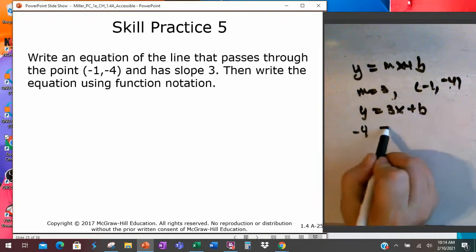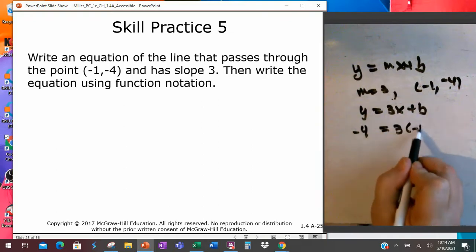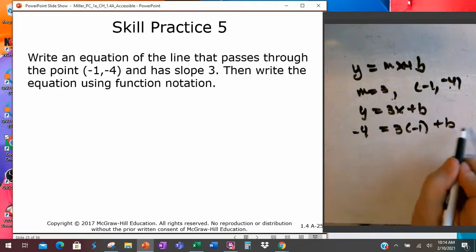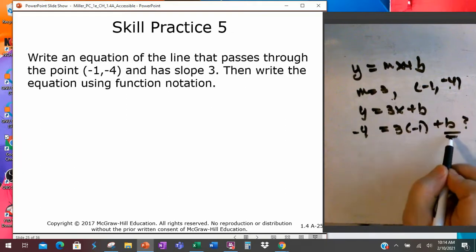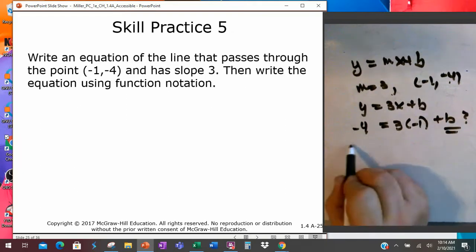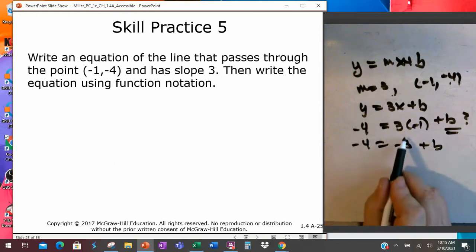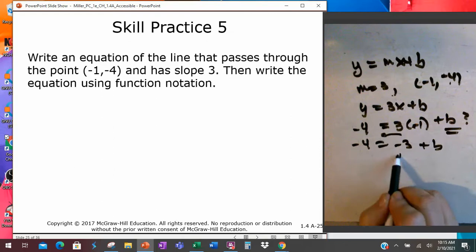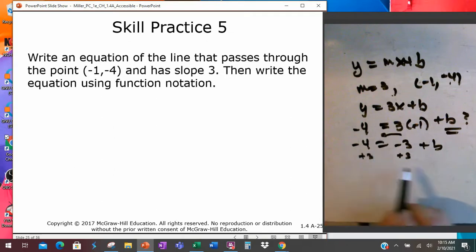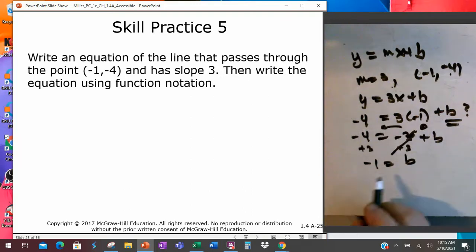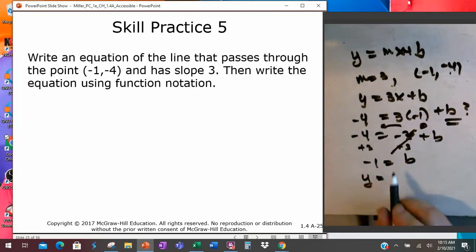So negative 4 is equal to 3 times negative 1 plus b. That's what I don't know, and then I just solve. So negative 4, 3 times negative 1, that's negative 3 plus b. And now I get that over there by doing plus 3, plus 3. So negative 1 is equal to b. So b is equal to negative 1. And now I get to write my equation, 3x minus 1.